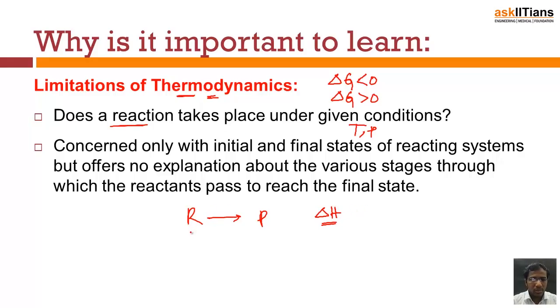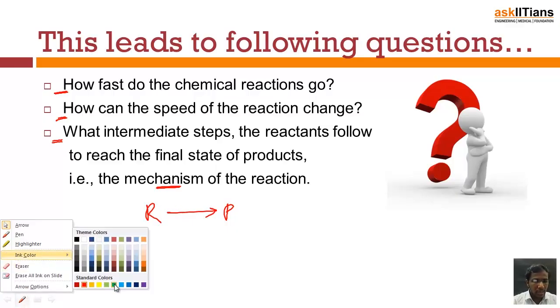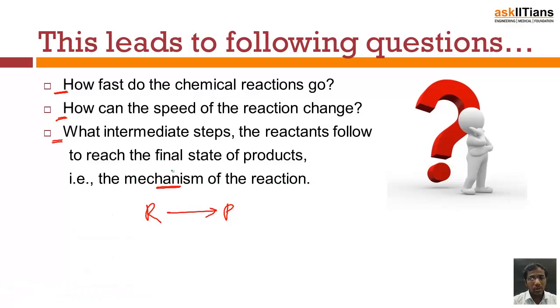It only concerns the initial and the final states of the reacting systems, and it does not provide any information on how the reactants will pass to the final state. It does not provide anything about the reaction mechanism. So thermodynamics gives these two pieces of information, but these questions are still unanswered. We don't have the answers to these questions. So what is going to answer all the questions raised till now? It is chemical kinetics which is going to provide the answers and explanation for all these questions.